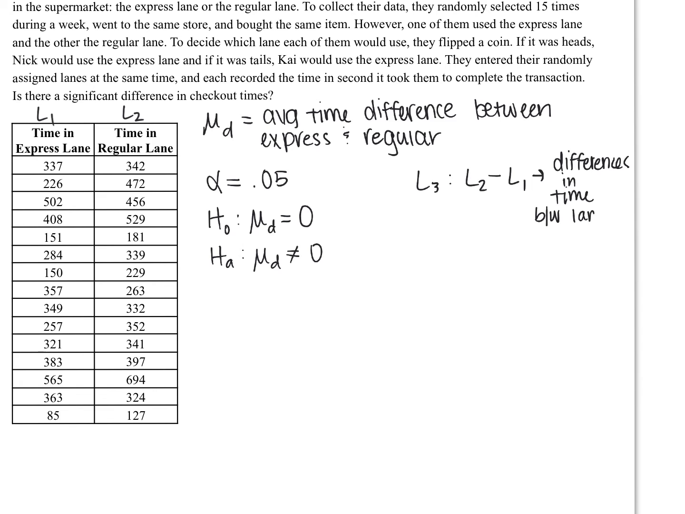Between the lanes. Okay, and this is the list that we're going to use to calculate our mean and our standard deviation. So now when we go to stat and we go to calc and we do one variable stats, we want to make sure that the list it's pulling from is list 3. I actually wrote that wrong. Because we're finding the difference between express and regular, at the top of list 3, you should do L1 minus L2. And then you'll go to stat, calc, one variable stats, and then you'll use list 3.